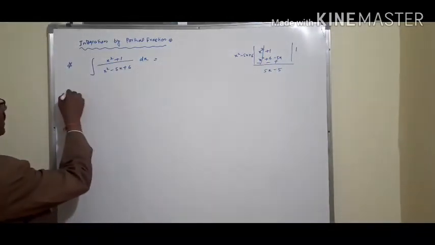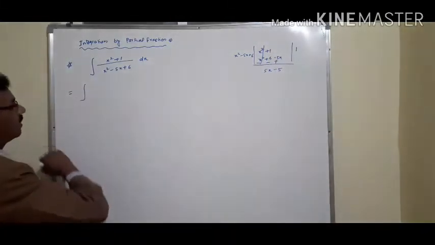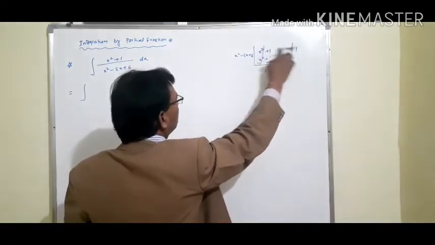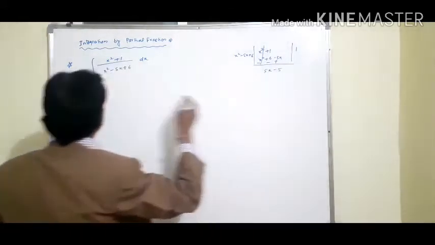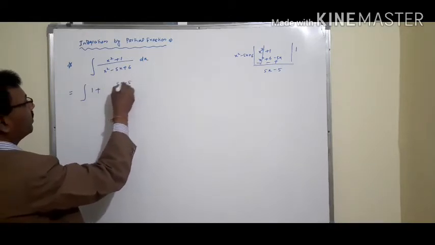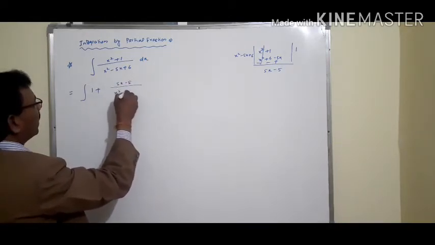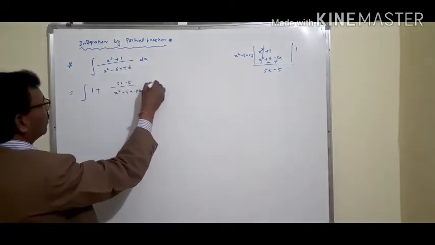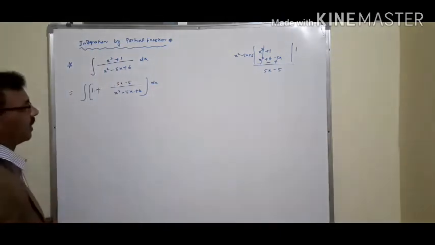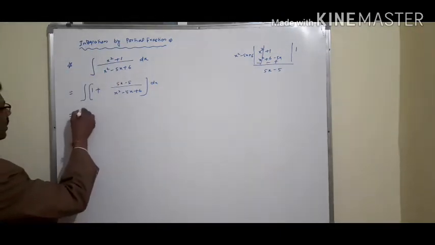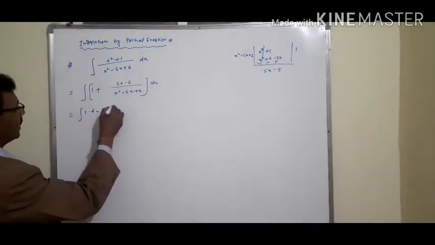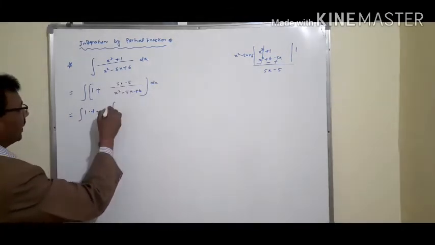So we can write the integration of 1 plus, since dividend equals divisor into quotient plus remainder, (5x minus 5) divided by (x square minus 5x plus 6) into dx. Now we break this integration: integration of 1 into dx plus integration, taking 5 as common.